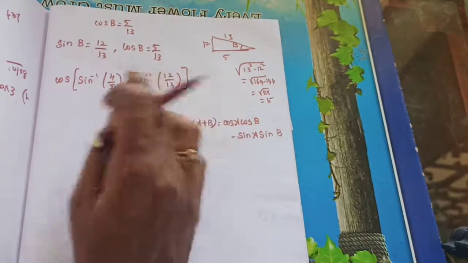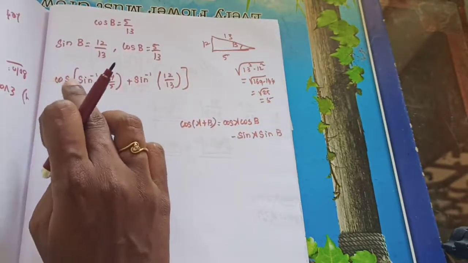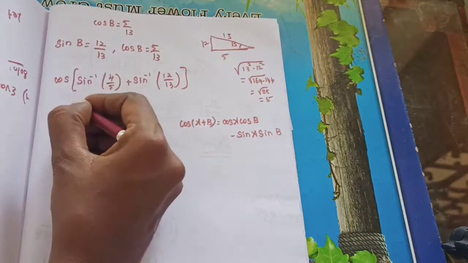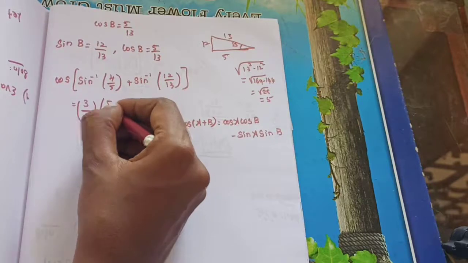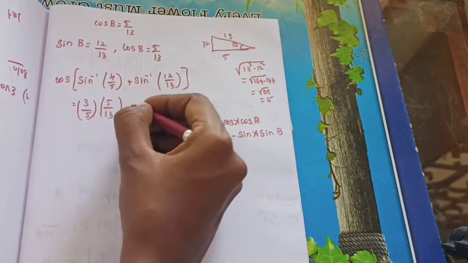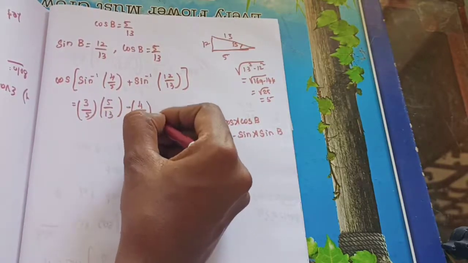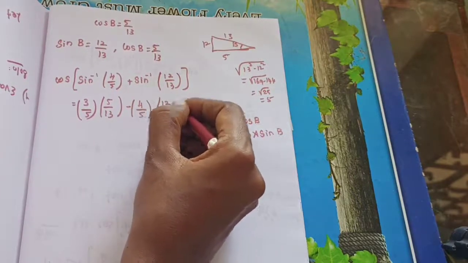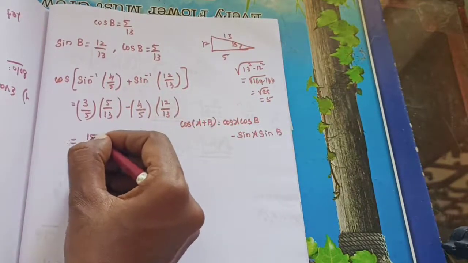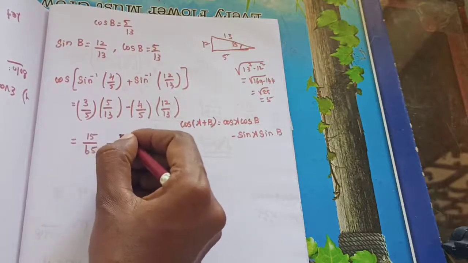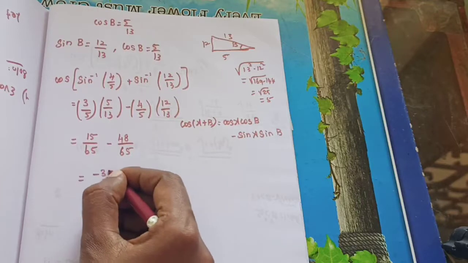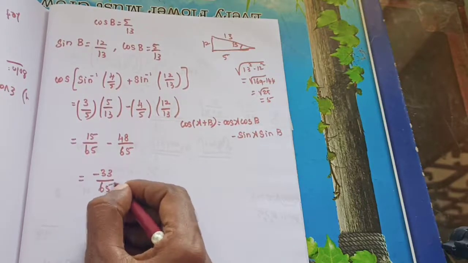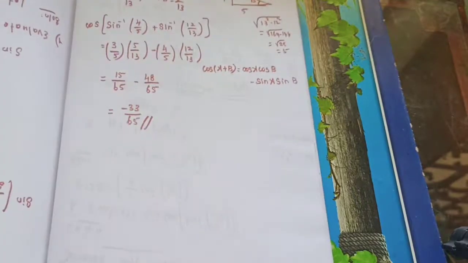So cos A, what's the value for cos A? Cos A is 3 by 5 into what is the cos B value? 5 by 13, minus sin A value 4 by 5, sin B 12 by 13. Just to simplify, 15 by 65 minus 4 twelves are 48 by 65. If you subtract, you will get minus 33 divided by 65. Understand? This is the required answer. Okay.